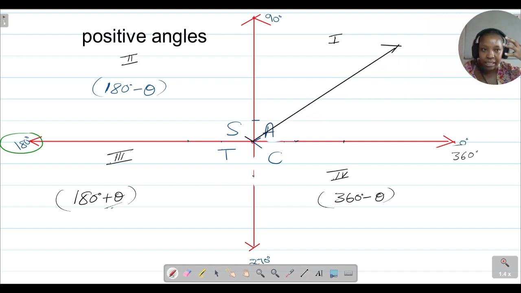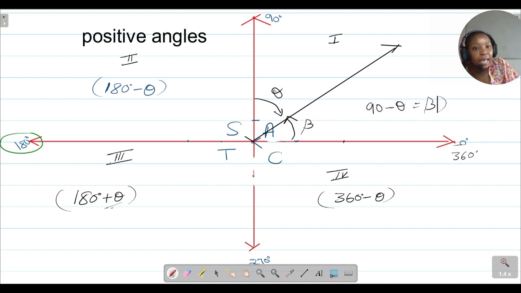It's just another way that we can see it. If you wanted to determine the size of this angle there, what can we do? Let's call this angle beta so that we're not confused. How can we determine this angle? We can take 90 degrees, because we haven't made a full 90 degrees yet, and subtract this angle there. What's that angle? It's angle theta. So if you take 90 degrees minus that angle theta, you'd actually get angle beta.